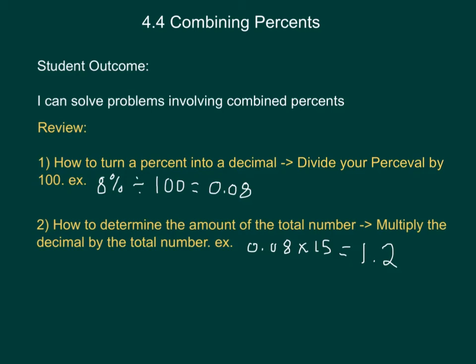Today we're looking at 4.4, combining percents. Our student outcome for today is: I can solve problems involving combined percents.